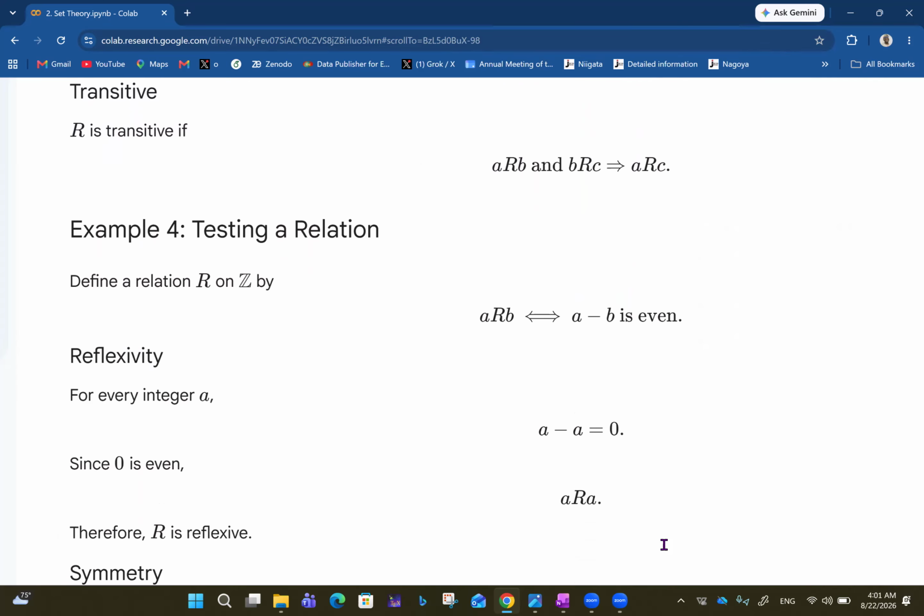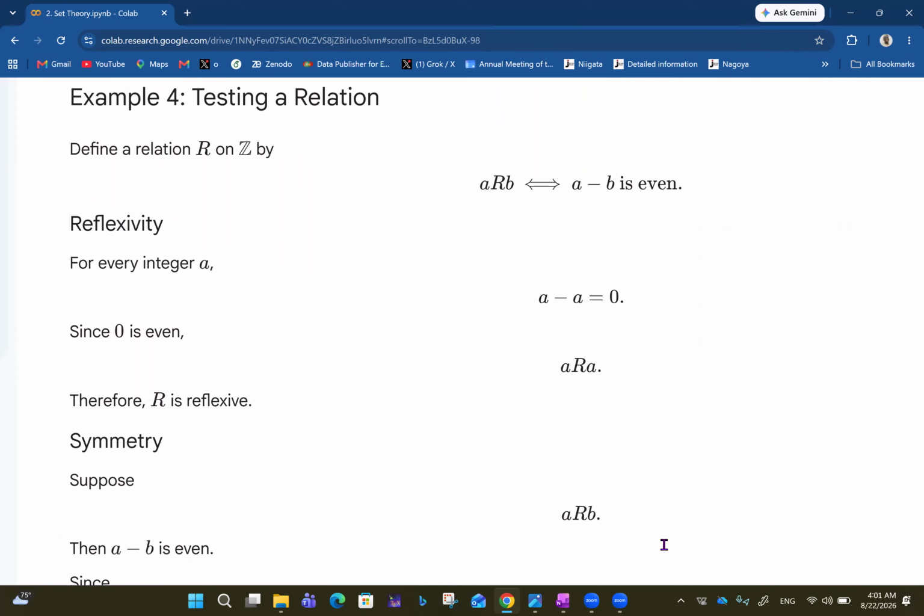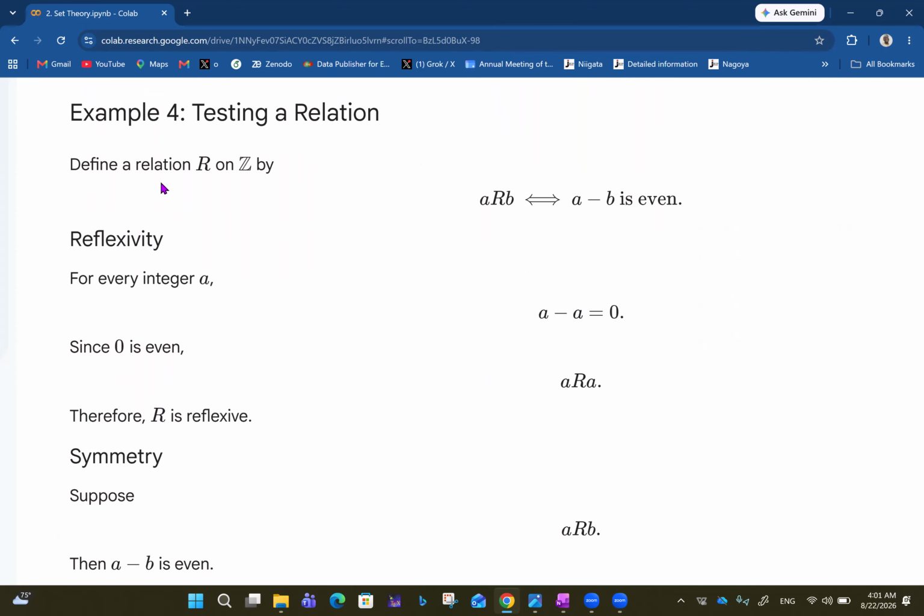Now, we have how to test a relation. Define a relation R on Z by a is related to b if and only if a minus b is even. Reflexivity tells us that for every integer a, a minus a is 0, because this is the definition. Since 0 is even, we say a is related to a. Therefore, we can say that R is reflexive.